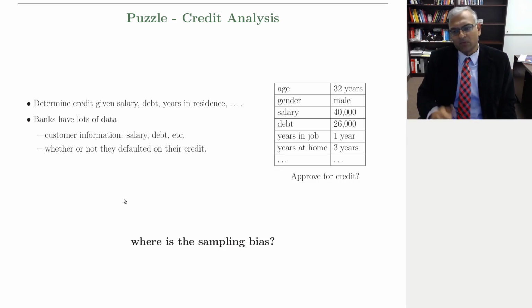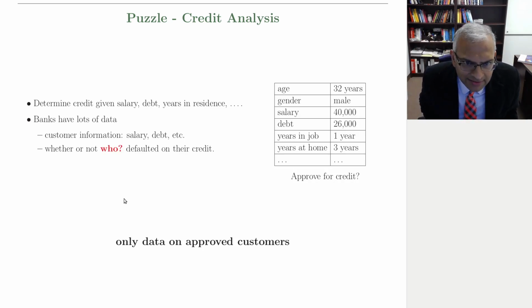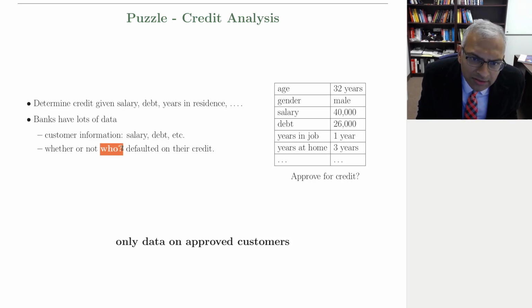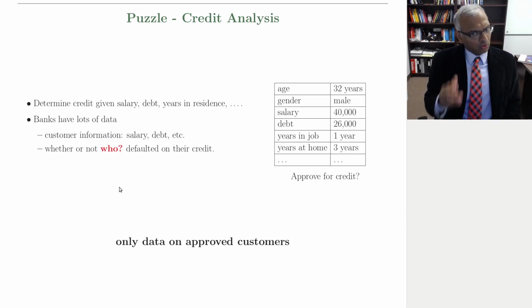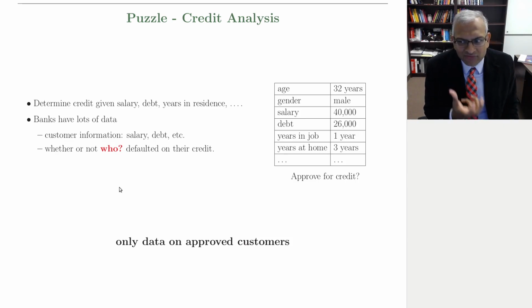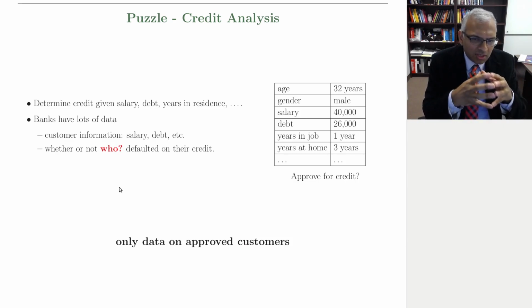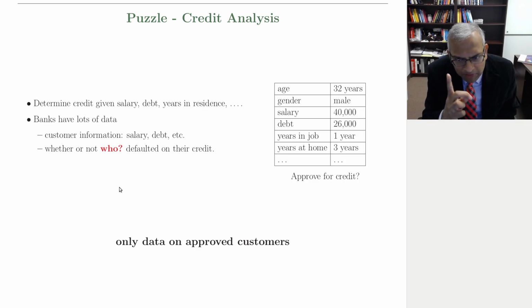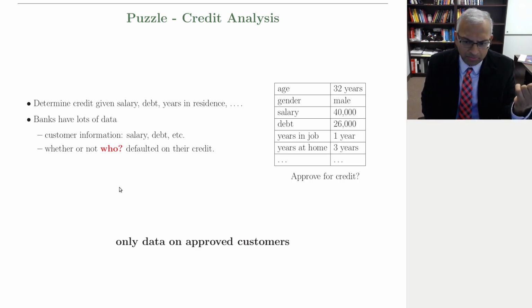If you're coming back just for the ride, the sampling bias is in who defaulted on their credit. And you can only default on your credit if you were given credit. So they actually have only got data on customers who were approved for credit, and then you can see, did you or did you not default? Sampling bias, just like filtering into the PhD program, filtering the monkeys from all the animals, and so forth.